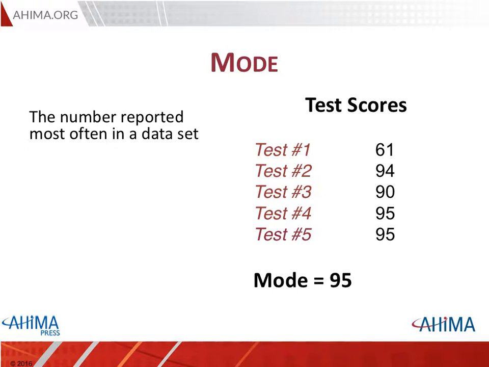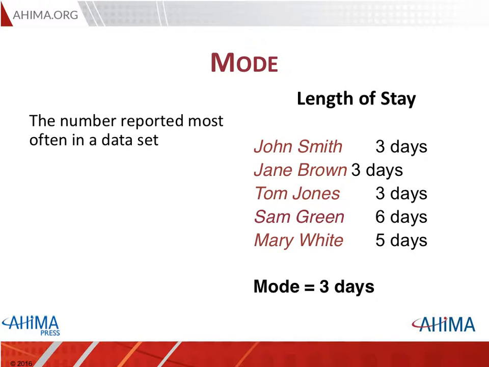The mode is the number reported the most often in the data set. Our data set is our test scores. We simply find which, if any, score occurred more often than any other score. In this example, we scored a 95 twice, and we scored a 61, a 94, and a 90 just 1 time each. Therefore, 95 is our mode because it is the number reported the most often in our data set. For our patient's length of stay, 3 is our mode because it was reported more often than any other number. 3 of our patients stayed 3 days, while 1 patient stayed 6 days and 1 patient stayed just 5 days.